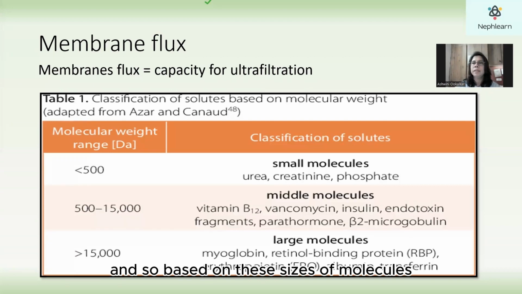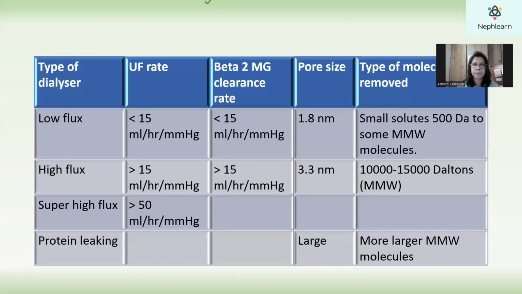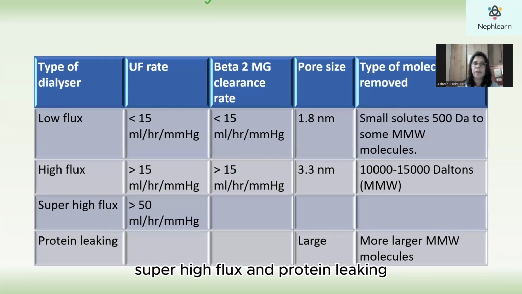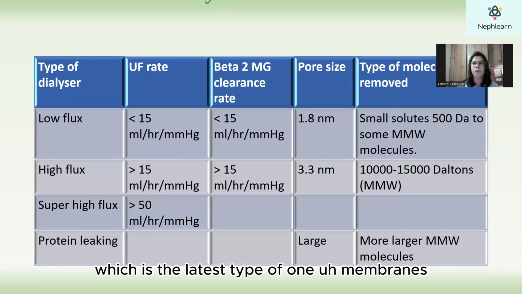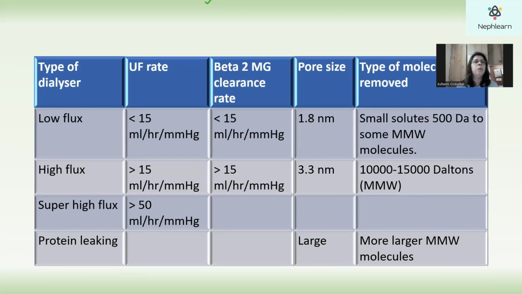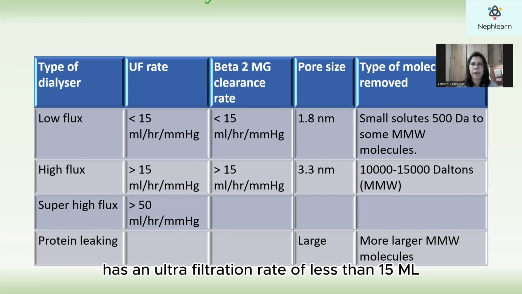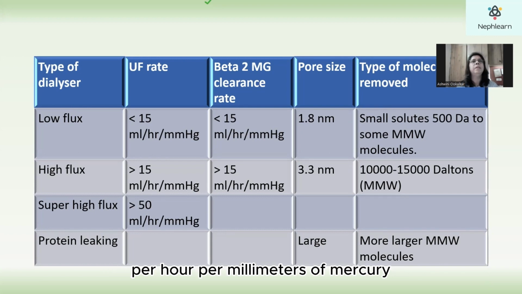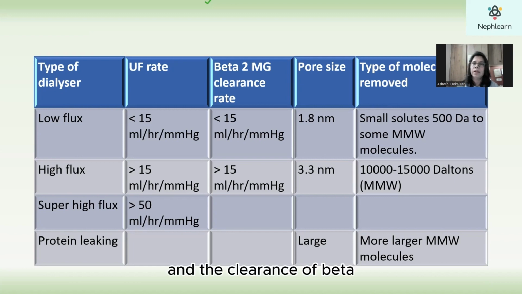And so based on these sizes of molecules comes the membrane flux and the classification of dialysis membranes into low flux, high flux, super high flux, and protein leaking, which is the latest type of membranes. So what is the characteristic of a low flux dialyzer? A low flux membrane has an ultrafiltration rate of less than 15 ml per hour per millimeters of mercury. And the clearance of beta-2 microglobulins is also less than 15. The pore size is 1.8 nanometers, and it removes all the small solutes, which have a size of 500 Daltons, and some of the middle molecular weight molecules.